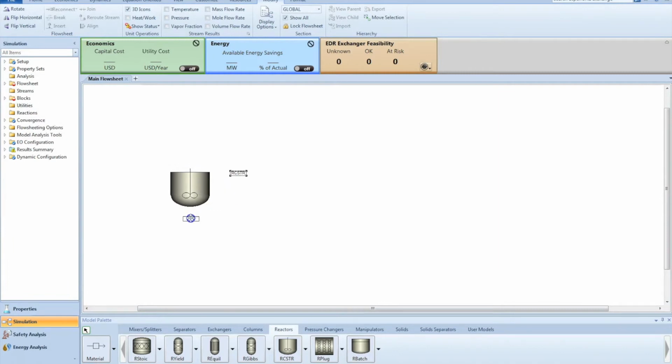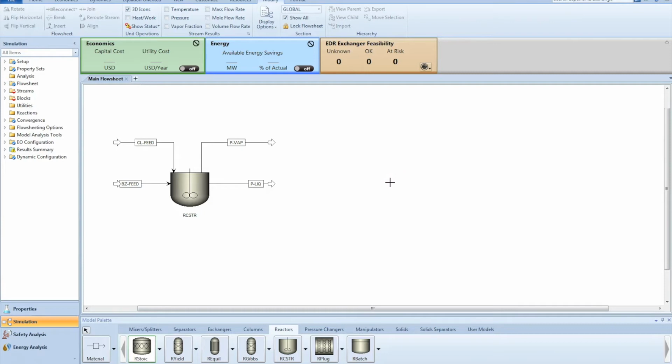Create an RCSTR model for the main reactor and rename it as such. Enter two feed streams, one for chlorine gas and one for benzene. Create two product streams, a vapor and a liquid. Label all streams appropriately. A small amount of hydrogen chloride will dissolve in the liquid product stream, and if left unattended will corrode downstream unit operations.